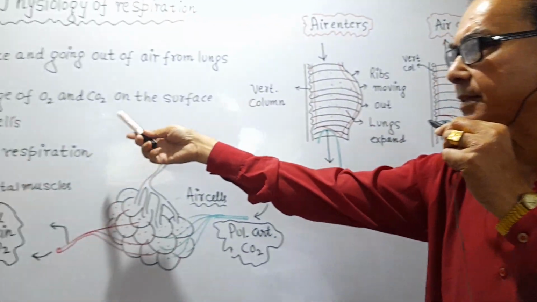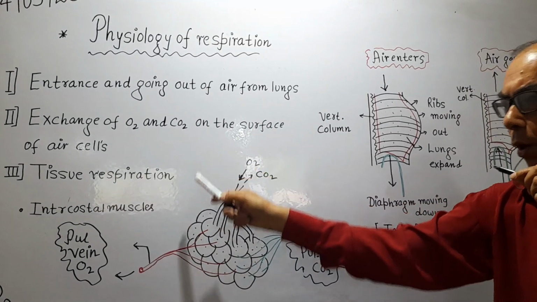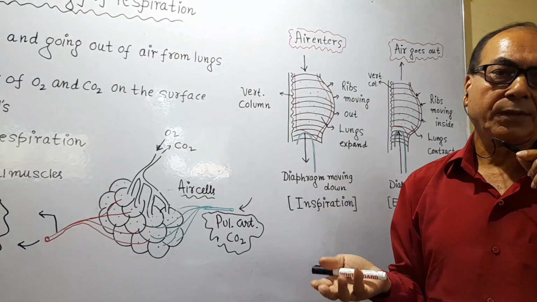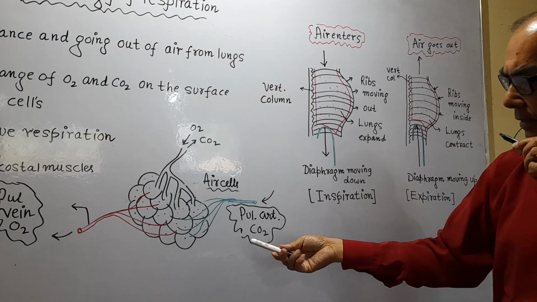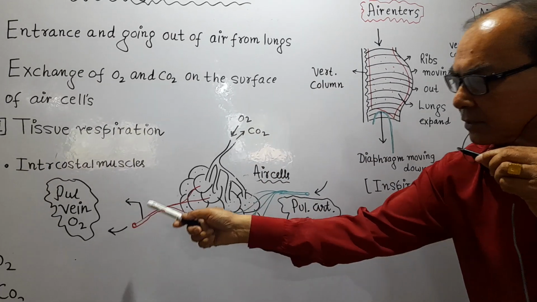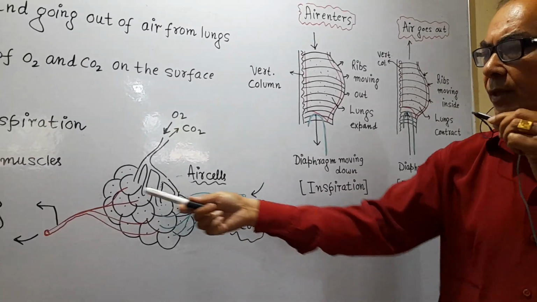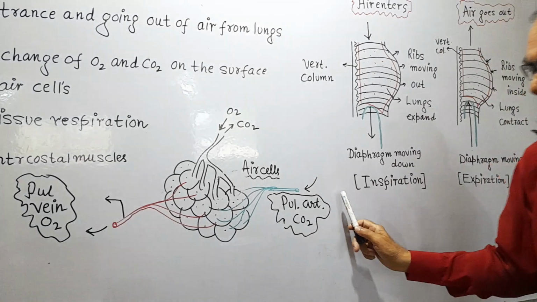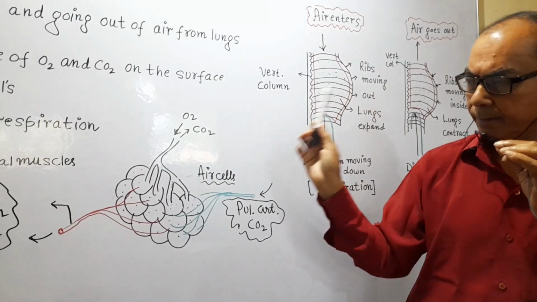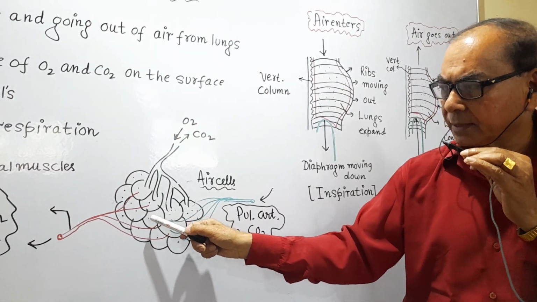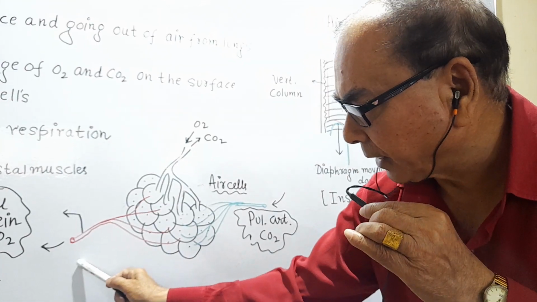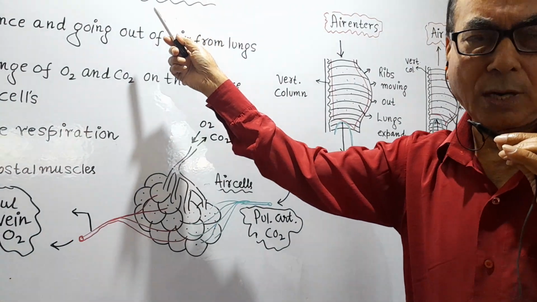Now let us come to the second step, that the exchange of O2 and CO2 on the surface of the air cells. हमारे bronchioles के अंतिम सिरों पर there are present the number of the air cells, और इन air cells में जैसे ही ये air पहुंचती है, they are surrounded by number of the blood capillaries, like the branches of the pulmonary vein, the branches of the pulmonary artery. जैसे ही एयर एंटर करेगी जिसमें मैक्सिमम ऑक्सीजन है, when it will come in contact with the air cells with the blood capillaries, immediately the O2 is taken by the blood and it is taken to the heart.